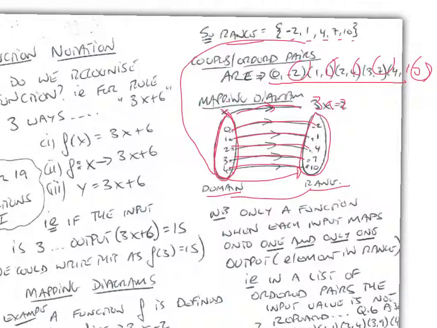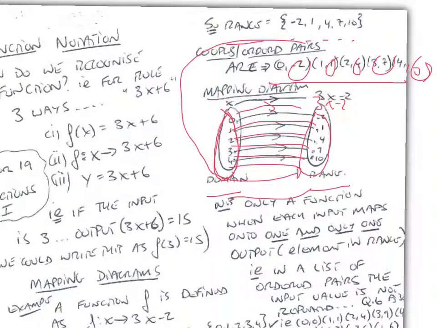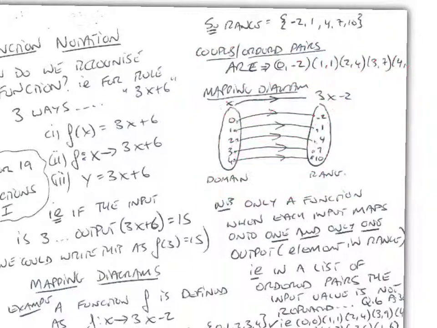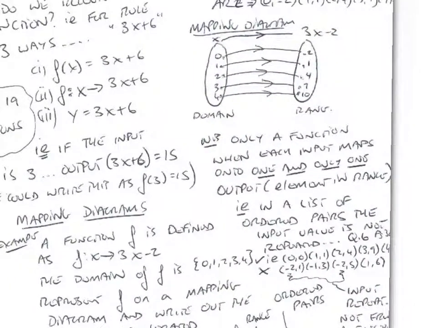And we mentioned this briefly earlier, but we'll just mention it again. It's only a function in maths when each input maps onto one and only one output. So each of these goes only to 1 here, not to 2. Okay, that would be wrong. We can have this mapping, but this can only map onto 1, never onto more than 1.